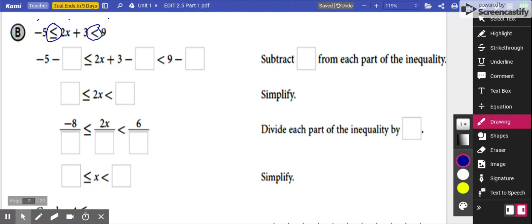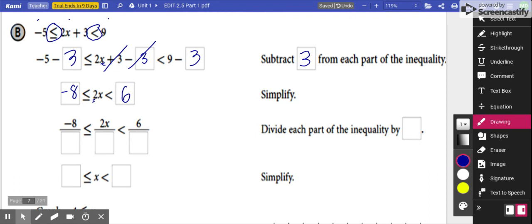So let's take a look. Here's my x in the middle, and I want to get it all by itself. I want to undo this positive 3, so I'm going to subtract 3 from each part of the inequality. So I'm going to subtract 3, subtract 3, subtract 3, from my first piece, my middle piece, and my last piece. Now let's subtract. -5, take away 3 more, gives me a -8. My 3's cancel out in the middle. And I'm left with 9. Take away 3 on the right-hand side. I'm left with a 6.